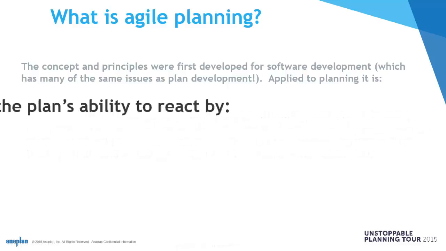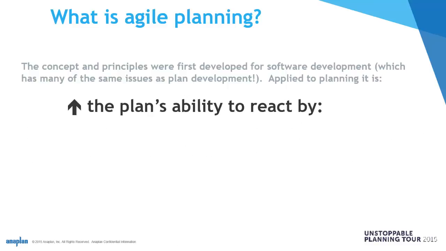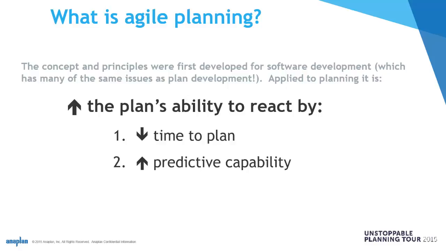Stated a different way, the overall goal is to increase the plan's ability to react to the real world by doing four things. First, reducing the amount of time it takes you to plan, typically compressing it from 16 weeks to less than 1. Secondly, improving the predictive capability of the plan. The plan needs to cut through the fog of the future like a radar does and allow us to identify the significant issues that we need to predict and react to.